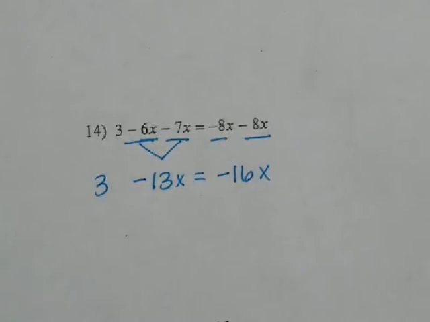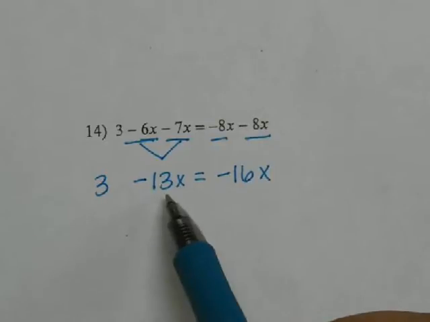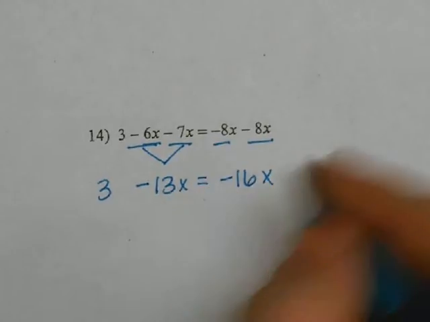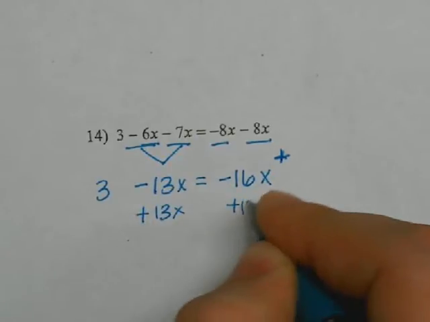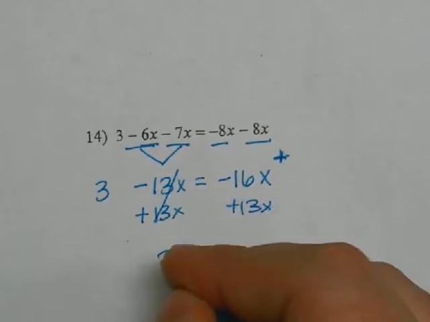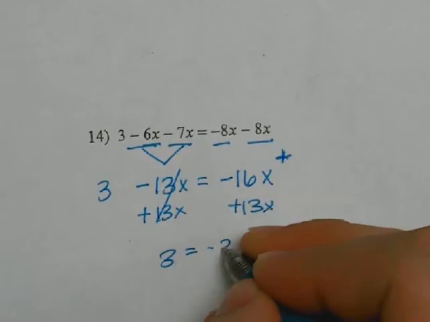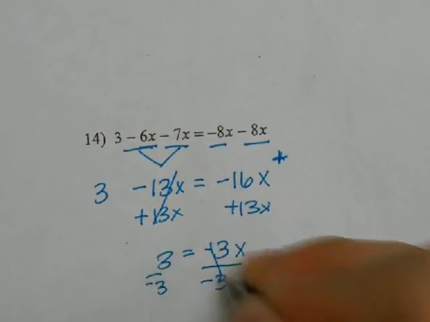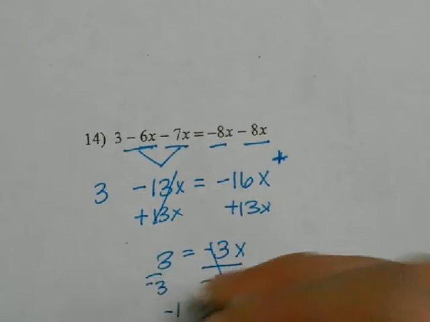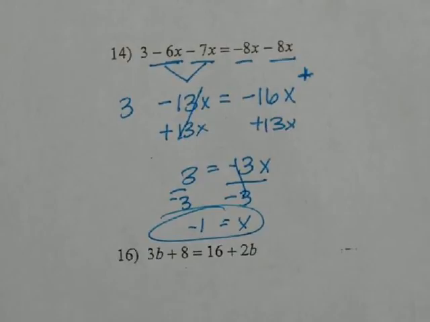Then from there, we got to get our variable to one side. From here, it looks pretty simple to me that we need to add this 13x to both sides to get our variables over here. So add 13x, add 13x. This cancels. I have 3 equals negative 16 plus 13 would take us to negative 3x. We divide both sides by negative 3 in order to isolate the variable, and we get x is equal to negative 1.